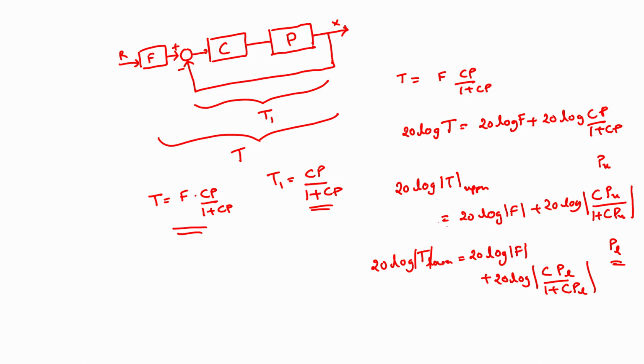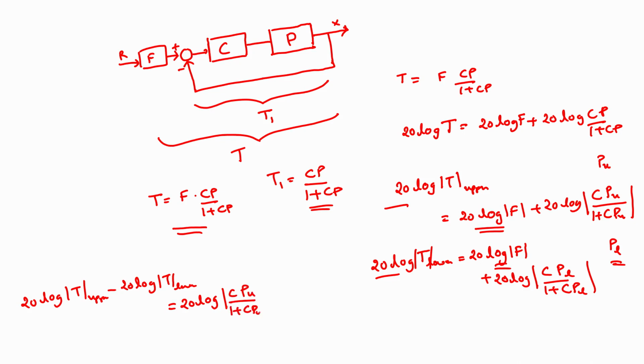Hence, if we subtract the two equations that I am highlighting here, we would note that 20 log magnitude of T upper minus 20 log magnitude of T lower is going to be equal to, as the terms 20 log f get cancelled from both these equations, 20 log magnitude of C times P upper divided by 1 plus C times P upper, minus 20 log magnitude of C times P lower divided by 1 plus C times P lower.